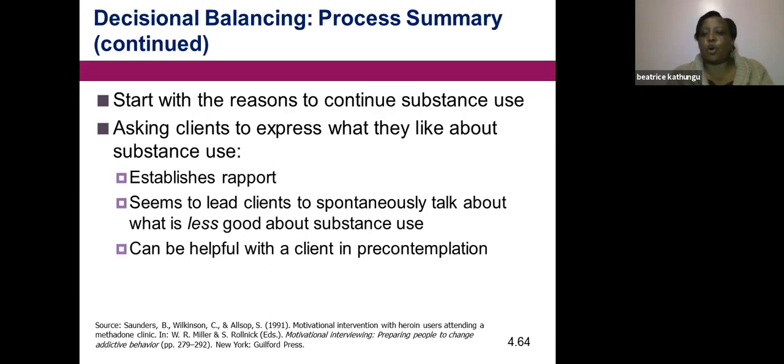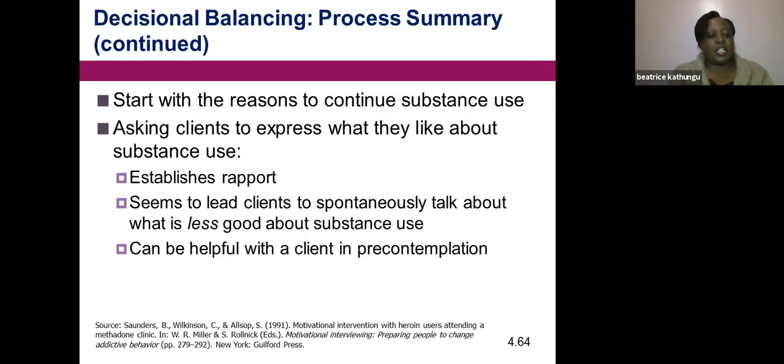So when they have told you all the nice things about the substance use, like that client told me, then I asked them, okay, so what then made you come to see me? And they said, you see, and then they started talking about the less good things. But already we had a relationship.